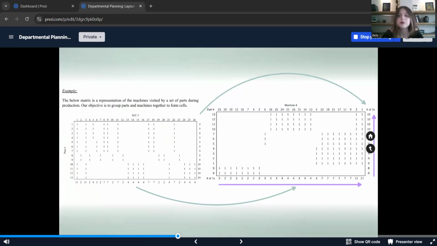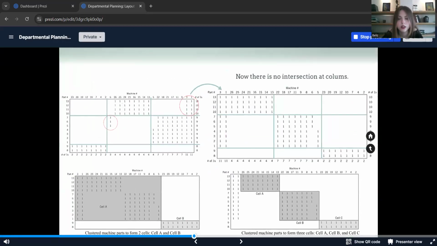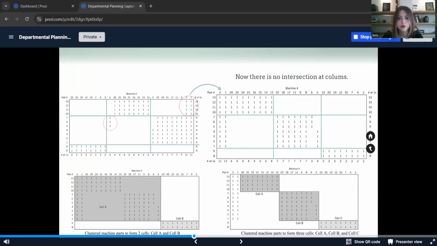In here, we are applying step 1, ordering them in descending order. Then we are shifting the columns that intersect to the left side. Then we cluster them as 2 or 3.